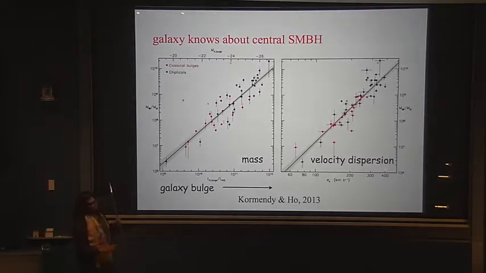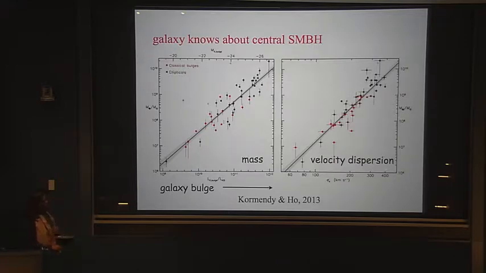Okay, so we know from some of the correlations that are observed between central black holes in galaxies and the luminosity of the bulges in which they sit, as well as the velocity dispersion of the bulges. We know that these correlations are seen. These are empirically derived correlations. And these are very suggestive that the galaxy somehow knows about the central supermassive black hole, right?